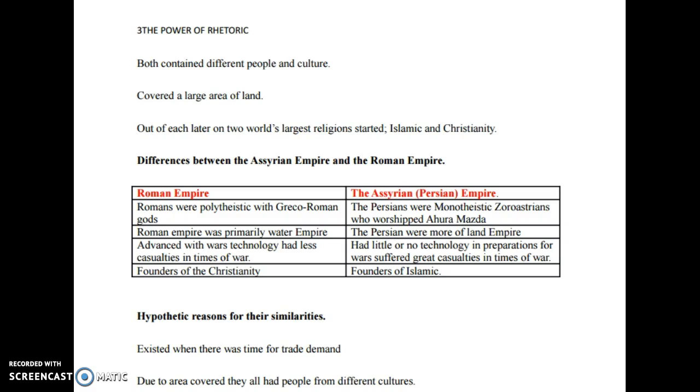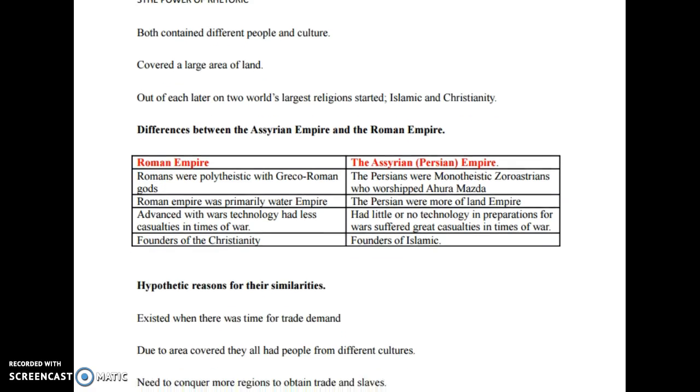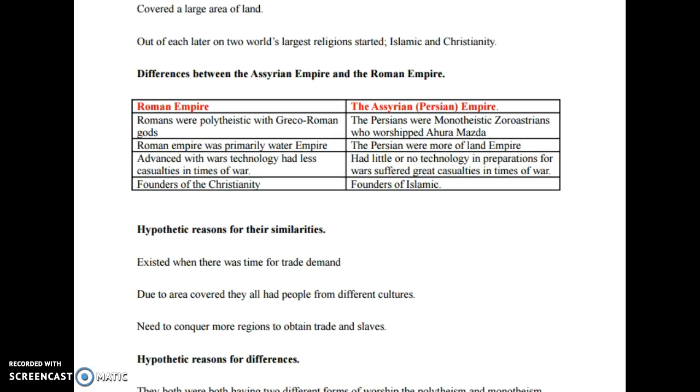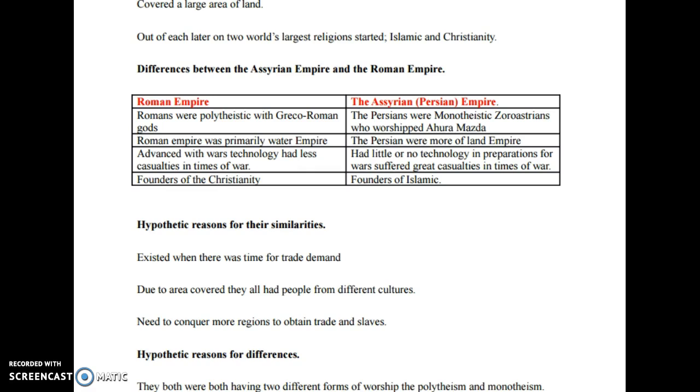So now, having looked at the similarities, it's time to look at the differences between the Assyrian Empire and the Roman Empire. One thing is that the Roman Empire was polytheistic. They had a polytheistic form of worship, meaning they worshipped many gods. In contrast, the Persian Empire had a monotheistic form of worship.